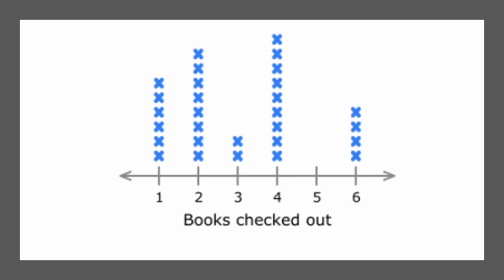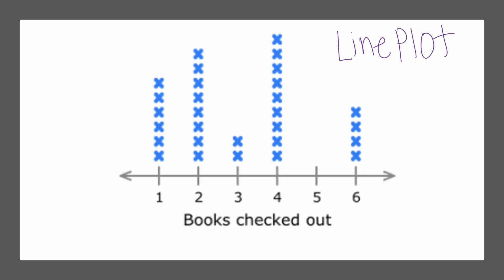Here's another type of graph. It might remind you of both the other graphs we've worked with, the bar graph and the picture graph. And it has some similarities and it has some differences. This graph is called, I should say, a line plot.